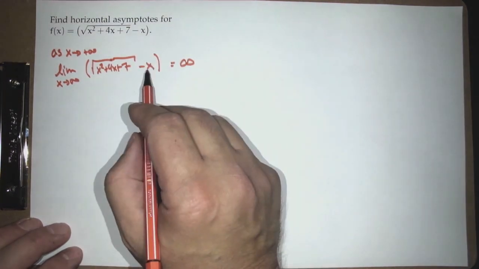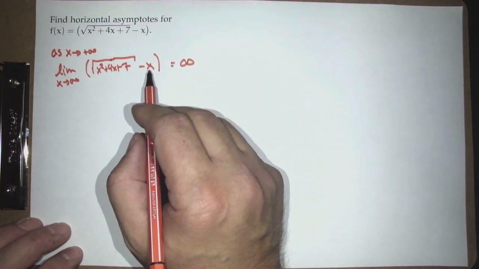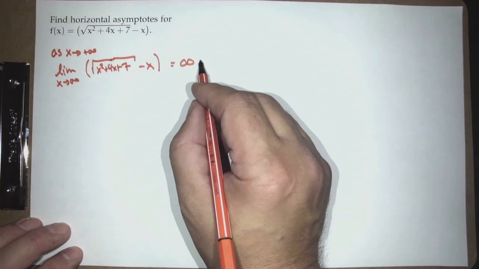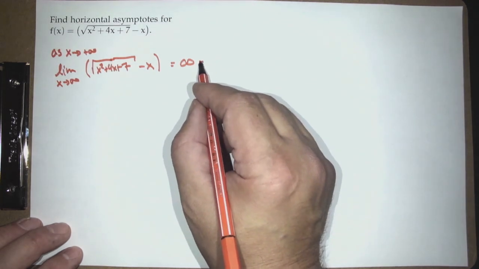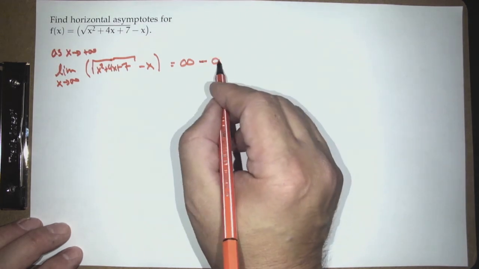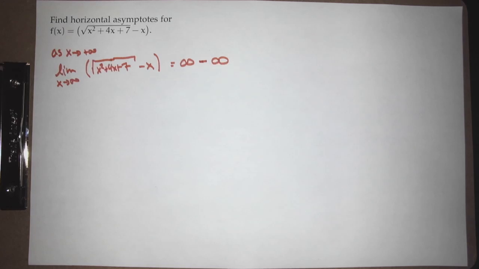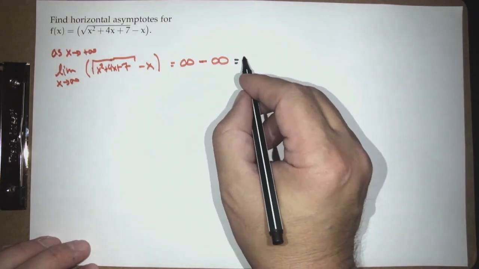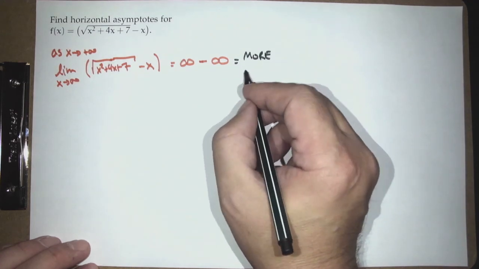What about this second term? Well, it's also getting arbitrarily big, but we're subtracting it. So we're going to infinity minus infinity. All right. Well, what is infinity minus infinity? 0. More work.